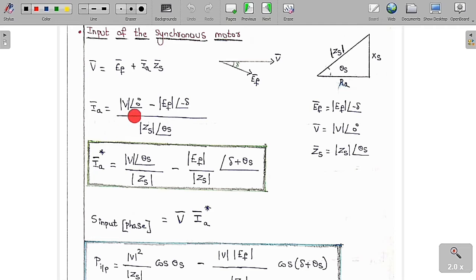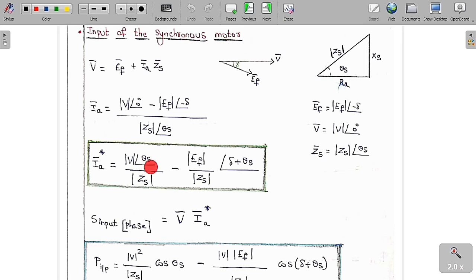So what is the expression of the current IA bar? IA bar is equal to V bar minus EF bar by ZS bar. Let me take V bar as the reference vector. So mod of V at an angle of 0 degrees minus EF bar, which, with respect to V bar, is lagging. Therefore, mod of EF at an angle of minus delta. And ZS bar you can write as mod of ZS at an angle of theta S. Now if I split it like this, IA bar is equal to mod of V at an angle of 0 by mod of ZS at an angle of theta S, minus mod of EF at an angle of minus delta by mod of ZS at an angle of theta S. If I take the conjugate, I will take minus by plus here.